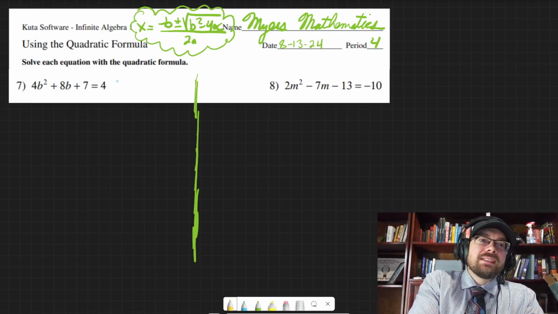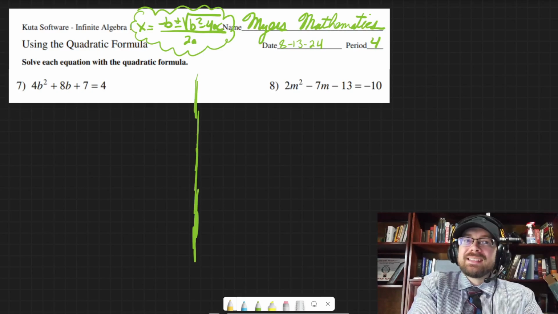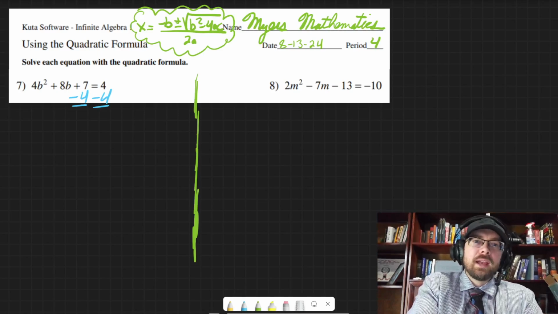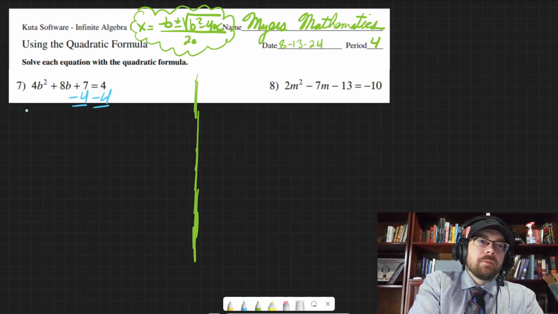This one is not set equal to 0. It has to be set equal to 0 before you can solve it. So we want to subtract 4 on both sides. Oh, I'm still in blue. I'll just keep it. I'll use blue for 7 and yellow for 8. Blue and yellow make green. There we go. All right, so 4b squared plus 8b, 7 minus 4 is 3, positive 3. And then that's equal to 0.